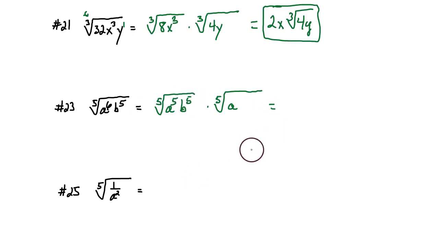Now we're ready for the final answer. The fifth root of a to the fifth is a. The fifth root of b to the fifth is b. And then the other thing stays in its radical form.